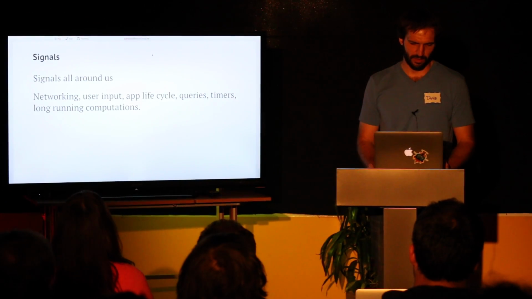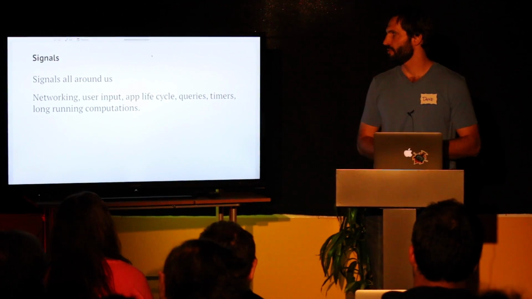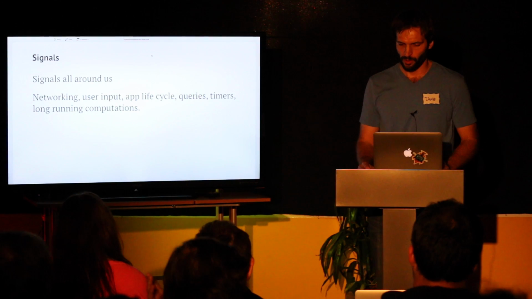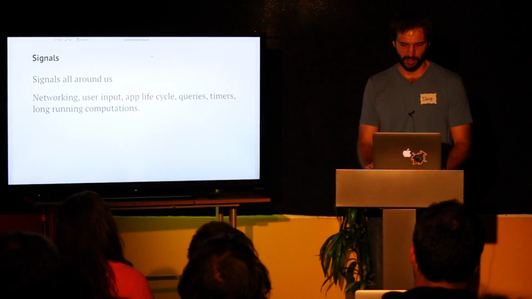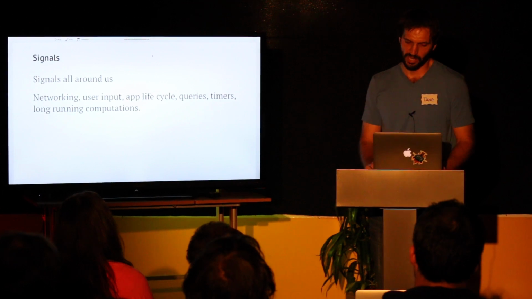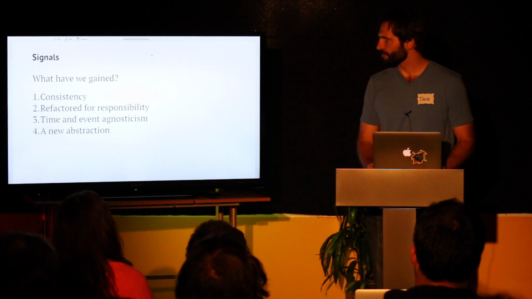So signals are all around, but they're mostly not in your business logic. When you do stuff in your domain, you're probably not going to use signals as much, though you can. Where they're mostly seen is anything that's asynchronous or takes some time. So networking, user input, which is a continuous thing, right? When people are scrolling and touching things. The applications have life cycles, there's timers, queries, any of these things can take time. And so they're good situations for signals.